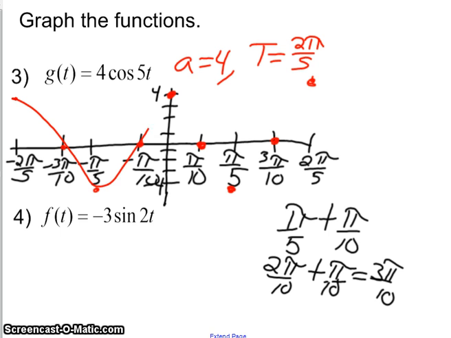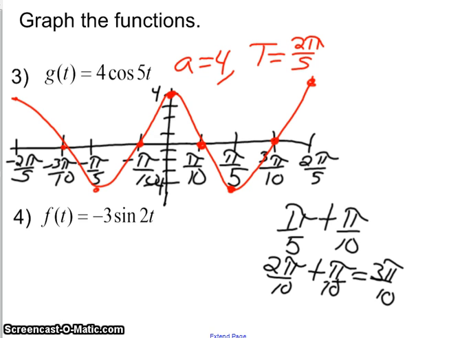Sounds like stretching. Stretching the graph as well, but it's actually compressing, because remember, this is happening 5 times over the course of 2 pi. But we've just labeled our graphs differently so that you can see this well.